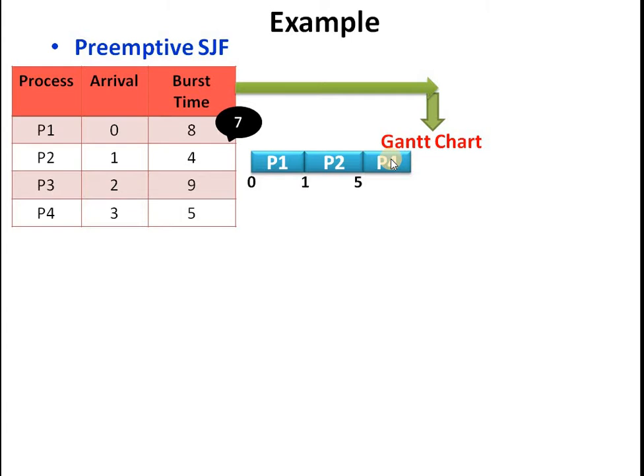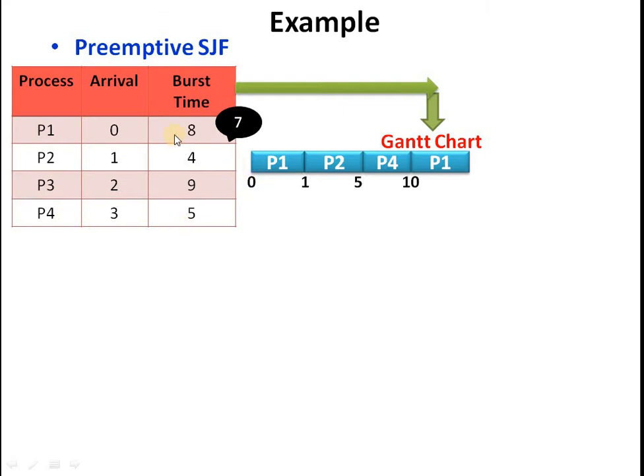Now P4 is being executed. P4 has a smaller burst time as compared to P3 and P1, so it will continue. So 5 plus 5 is 10.